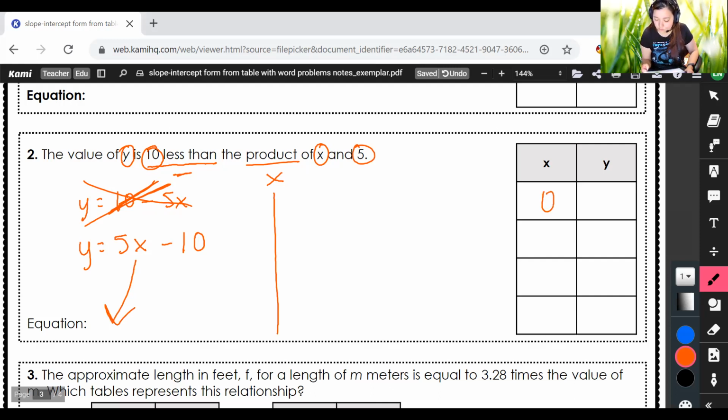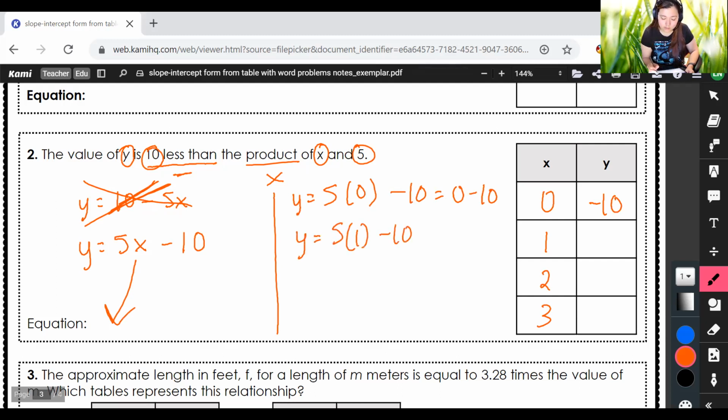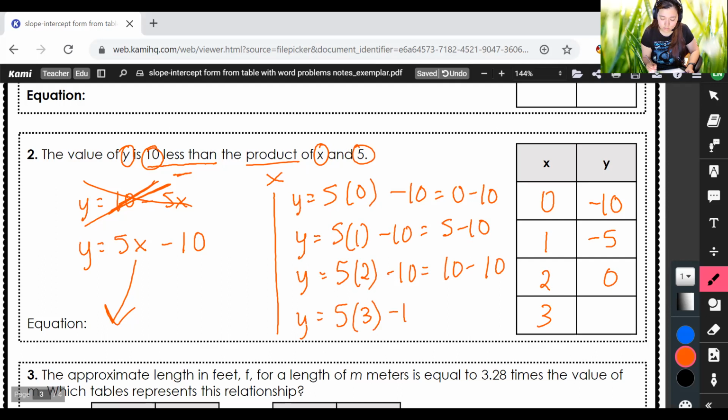Let's choose our x values. Y equals 5 times 0 minus 10. That's 0 minus 10, which is negative 10. Y equals 5 times 1 minus 10. That's saying 5 minus 10 is negative 5. And so on to complete the table. 5 times 2 minus 10. 5 times 3 minus 10. 15 minus 10 is 5. Now this might vary if you choose different numbers. That's the same idea. So be very careful with the less than, with the subtraction.